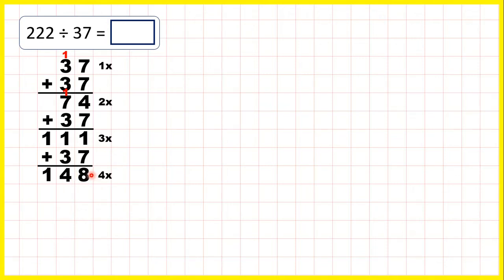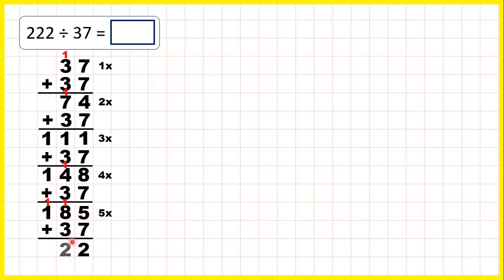148 is 4 times. Add another 37. 185 is 5 times. And add another 37. 222 is 6 times 37, which means that 222 divided by 37 is 6.